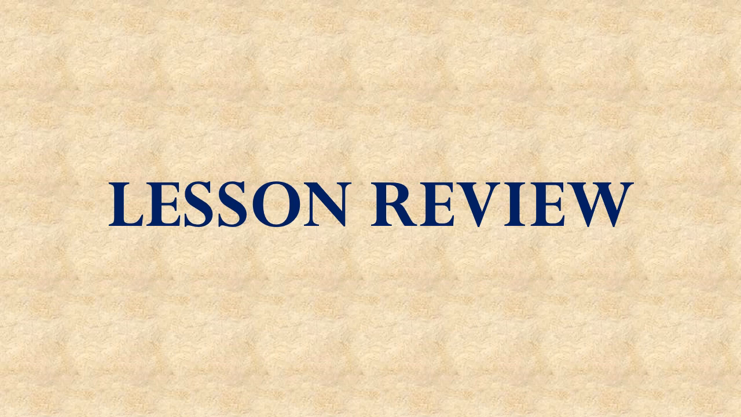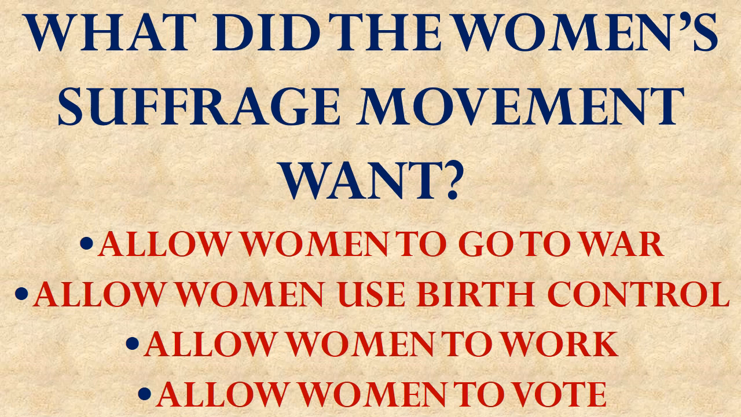So now, let's review what we learned in this lesson. What did the women's suffrage movement want? Did it want women to be able to go to war? Did it want women to be able to use birth control? Did it want women to be able to go to work? Or did it want women to be able to vote? What the women's suffrage movement wanted was for women to get to vote.